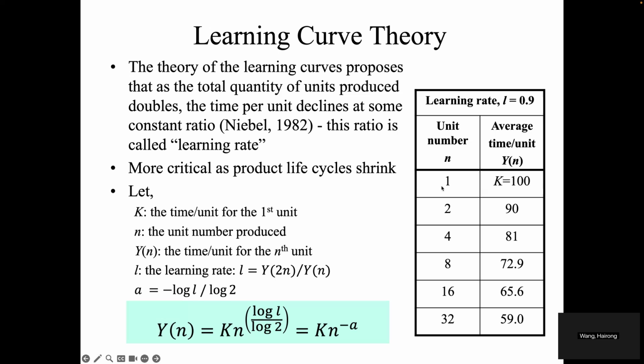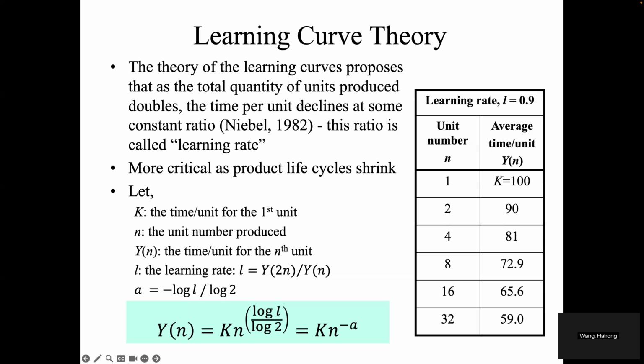If we assume that for the first unit produced, the average time needed is 100 units. Then for the second unit of the same production, on average the time needed decreases to 90%, 90 time units, if the learning rate is set as 0.9. The theory is based on the idea that the cumulative quantity doubles. And the learning rate here equals 0.9; we call this number the learning rate.